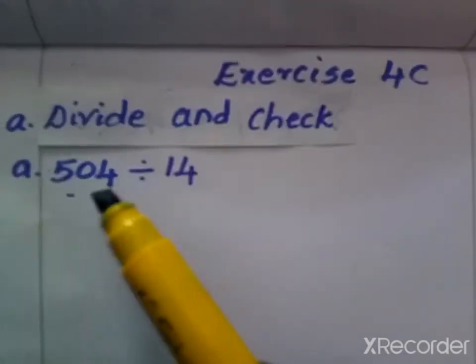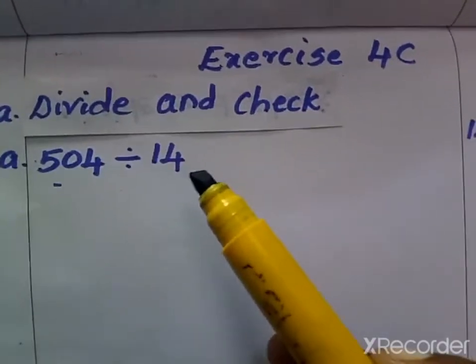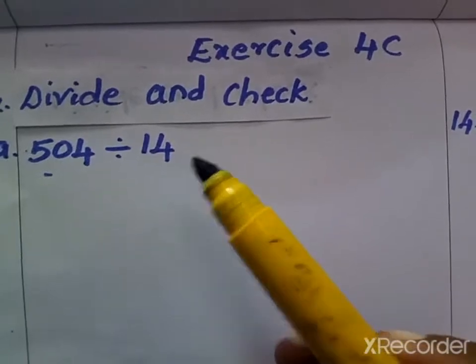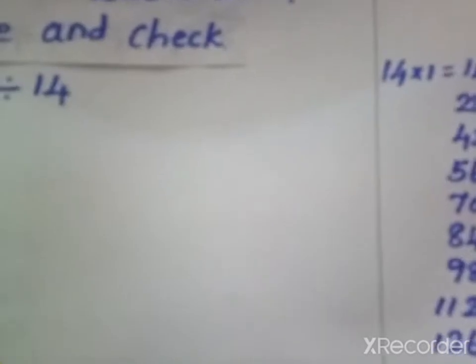So here we are going to divide 504 by using the 14th table. So you have learned the tables in your lower class. I hope you have learned till table of 10. So now you have to learn the tables till 20. So it will be easy for you to do your divisions. So here I have written the 14th table. 14 into 1, 14, 14 into 2, 28, 14 into 3, 42, 14 into 4, 56 and so on. So I have written the 14th table here.